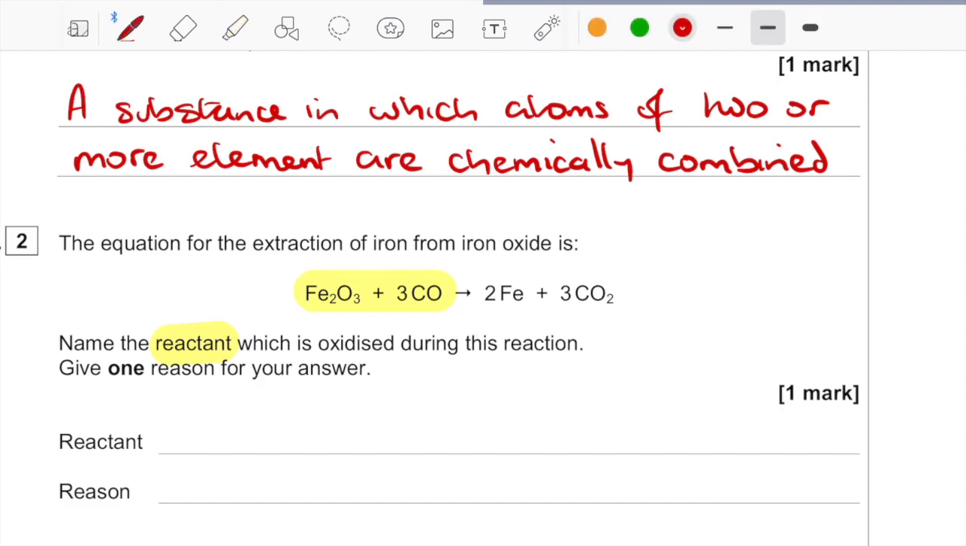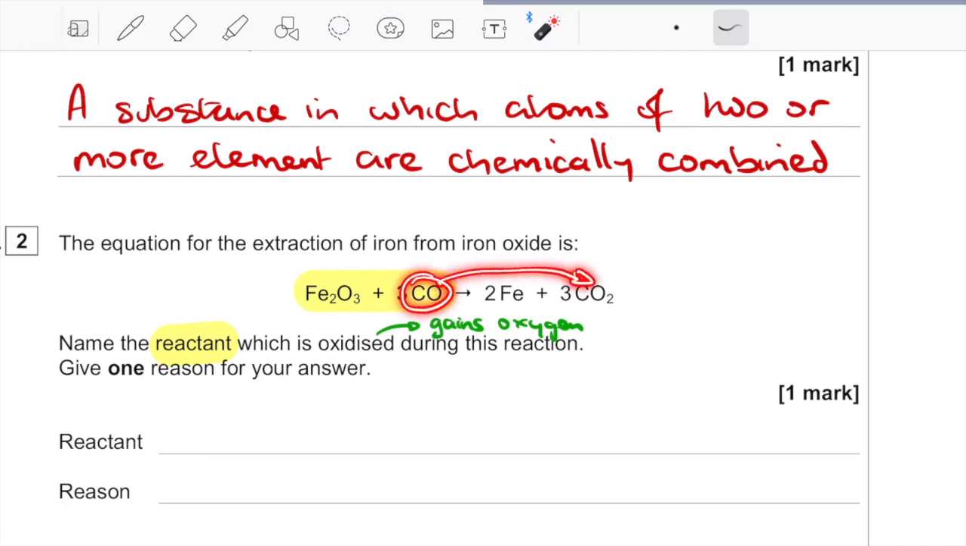And if we remember what I mentioned earlier in the video, one way to think of oxidation or being oxidized is gain oxygen. So when we go from here to the other side, are we gaining oxygen? No. If we go from here, are we gaining oxygen? Yes. So it is carbon monoxide, and our reason is how we would have worked it out. It gains oxygen.